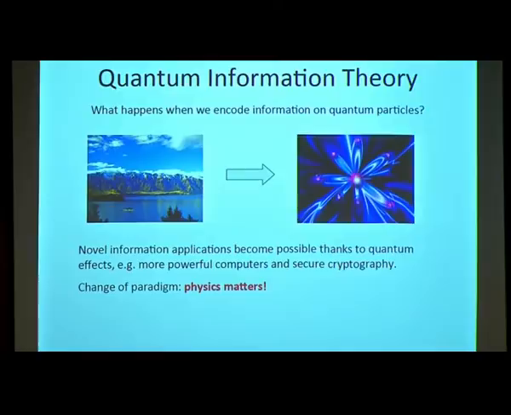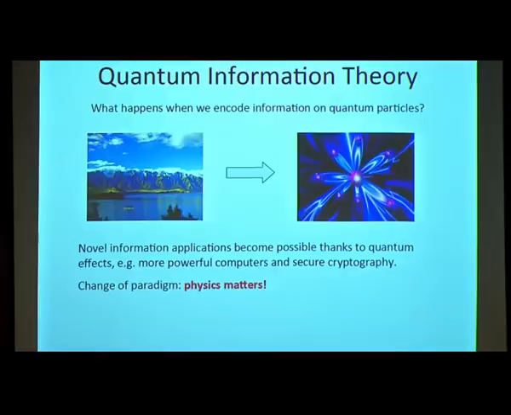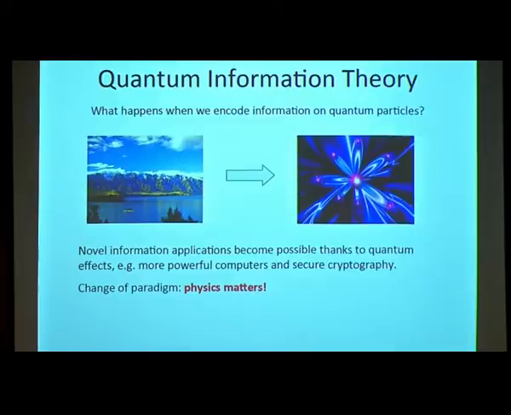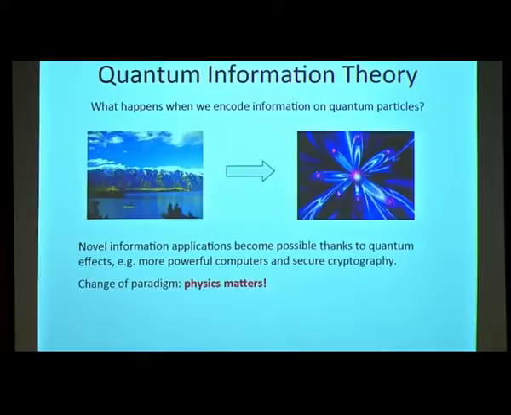So let me just start with a general consideration about what quantum information theory is about. Basically, the main goal of the field is to answer this question: what happens when you encode information on quantum particles? It's just a sort of transition that information devices are going through now. They are going from our macroscopic world that we describe with Newtonian physics, and they are entering the microscopic world, the atomic world.